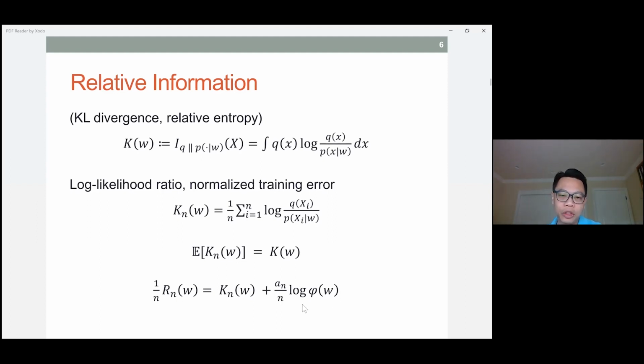And now I'm going to show you that to understand the maximum likelihood problem, we need to understand Kn, or we need to understand K. We need to understand the Kullback divergence. If we understand the relative information or Kullback divergence, we will be able to analyze the asymptotic properties of maximum likelihood. What happens when the number of samples goes to infinity?